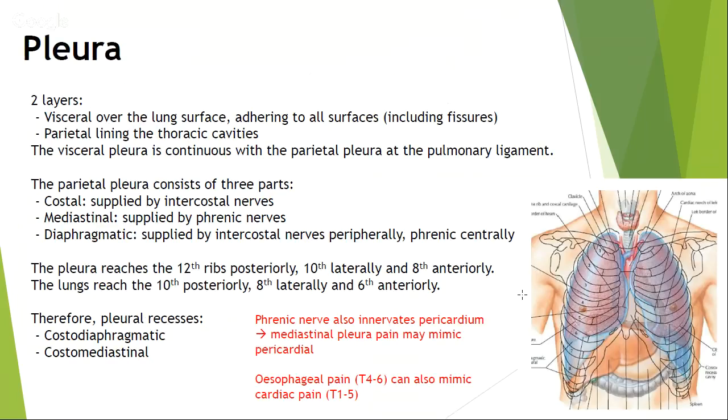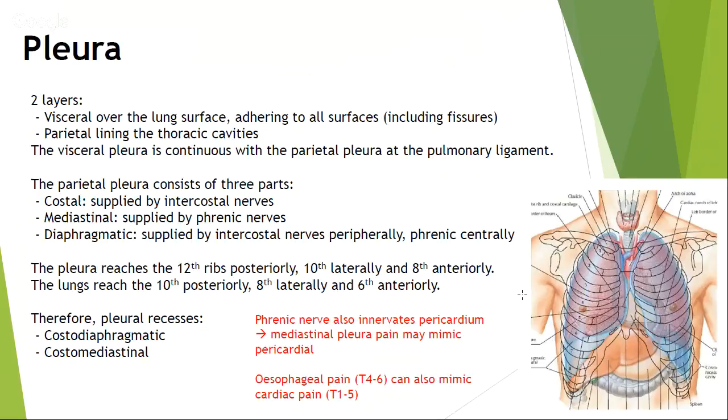In terms of the pleura, the cavities are lined by two layers of pleura, so parietal over the outside and visceral over the lung surfaces themselves. They're separated by a thin layer of serous fluid, and it serves to decrease surface tension so they can slide over each other and reduce friction, while it also holds the two of them together and allows the lungs to expand while the thoracic cage expands. The visceral pleura is continuous with the parietal at the pulmonary ligament.